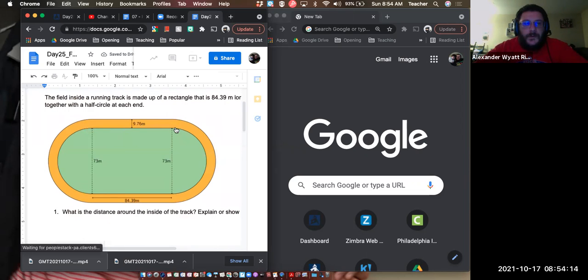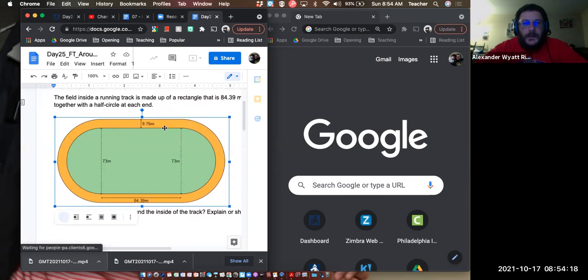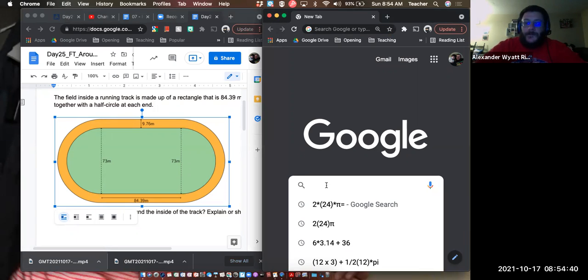So you're going around the track. You've got to get this distance, that distance, this distance, and that distance. Here is 84.39, and it comes up twice. And this diameter right here is 73. Now here's a half circle and there's a half circle. So technically you have two half circles.